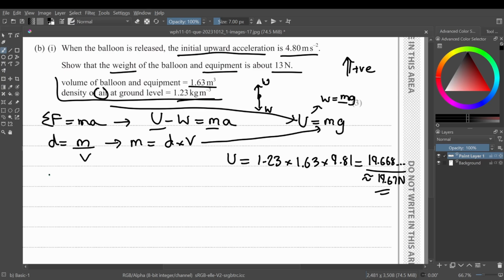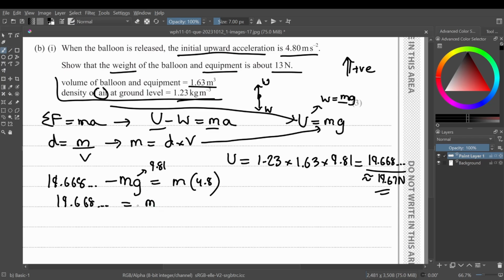So it will be 19.668 and so on, minus weight, which is mg, where you have g as 9.81, and you need to find the mass again. Your acceleration is 4.8. So now it will become 19.668 and so on, minus m times 9.81, equals m times 4.8.